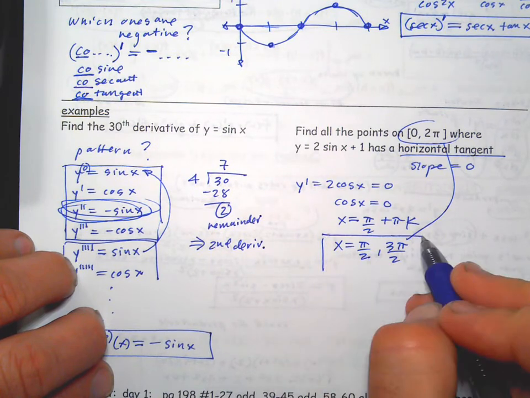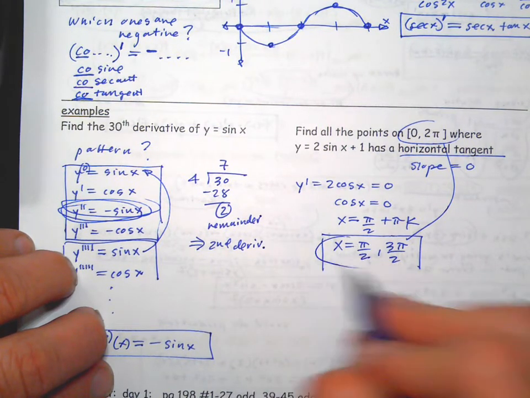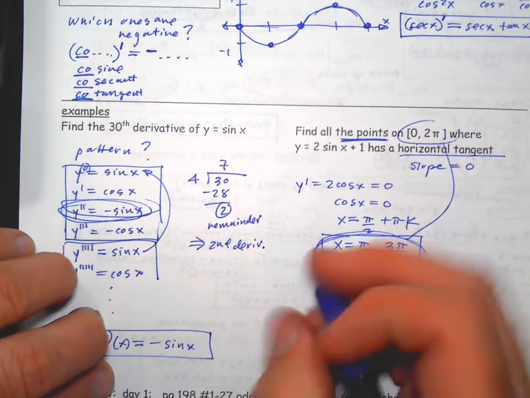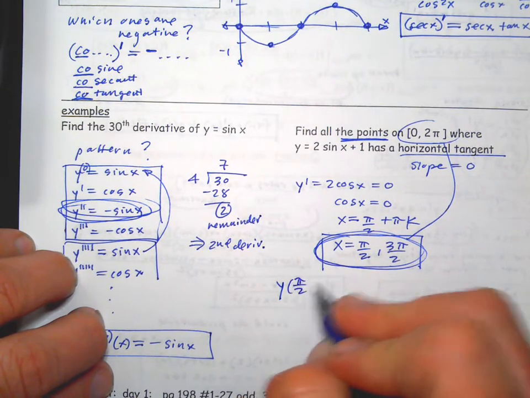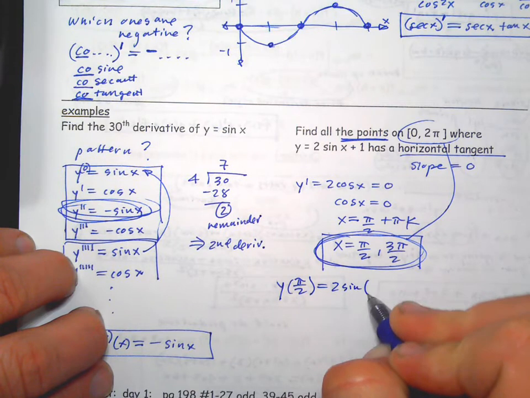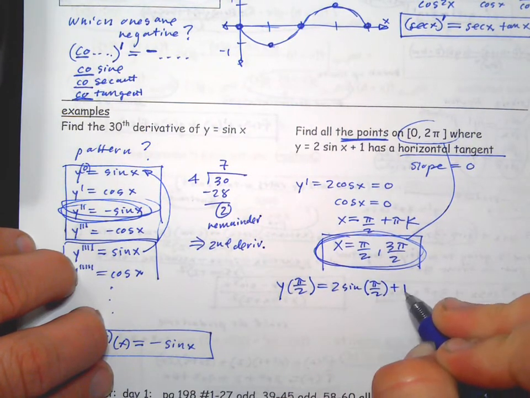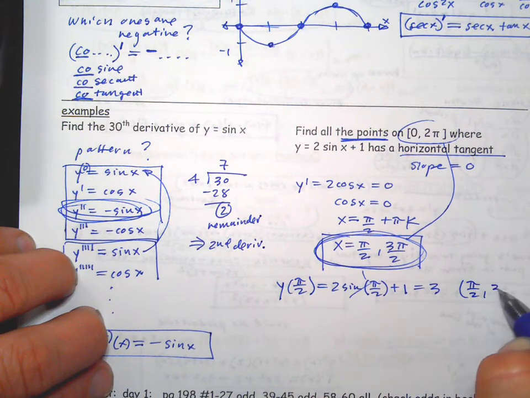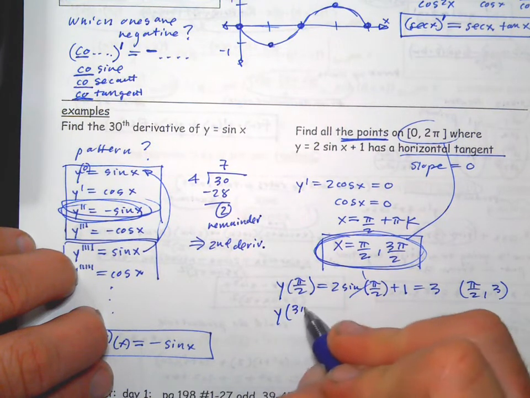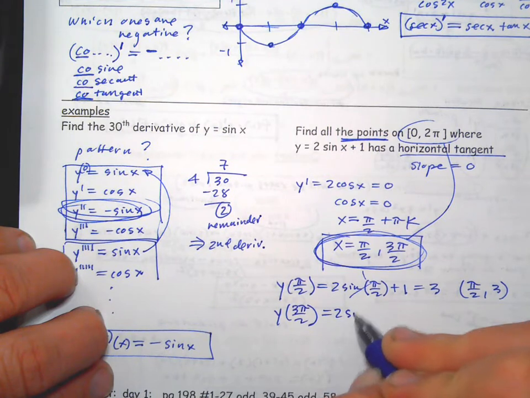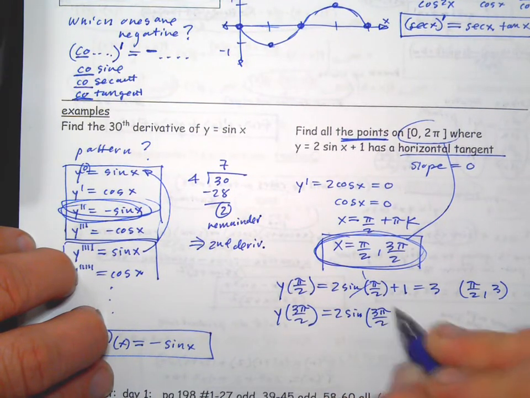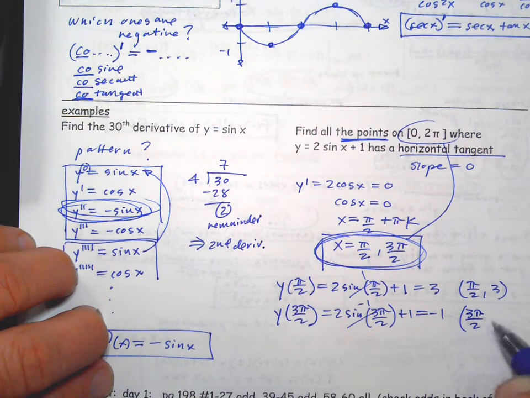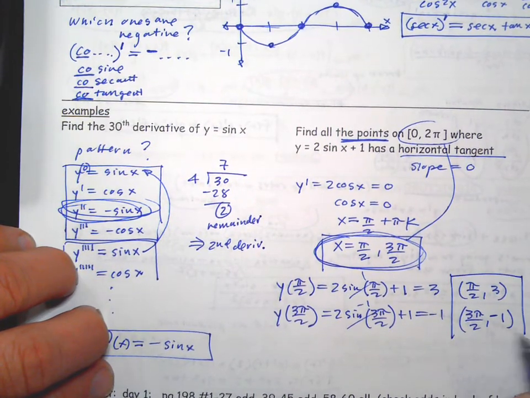Those are the answers. Now these are the x coordinates, which might be good enough. It said points. So if they said x coordinates, I would just do that. So maybe we should find the y coordinates also. So we could do that. Plug pi over 2 in here: 2 sine of pi over 2 plus 1. Sine of pi over 2 is 1. So that's going to be 3. So one of the points is pi over 2, 3. And then y at 3 pi over 2. That's going to be negative 1. So the other point is 3 pi over 2, negative 1. So these are the 2 points.